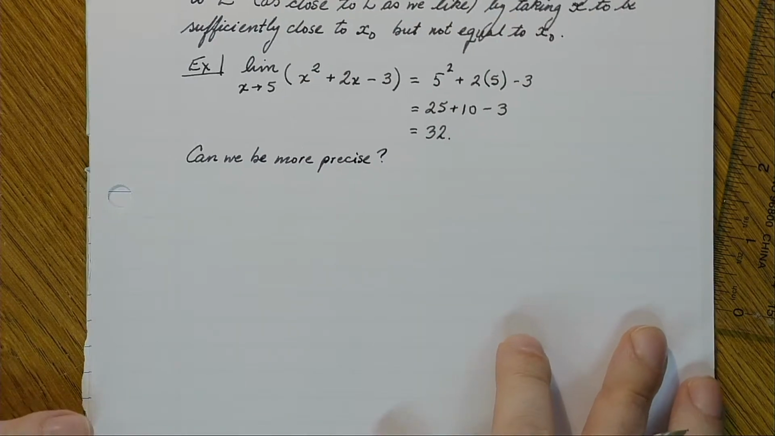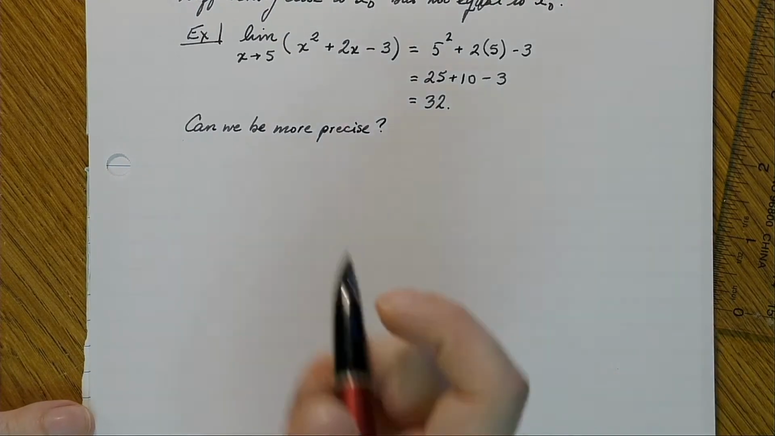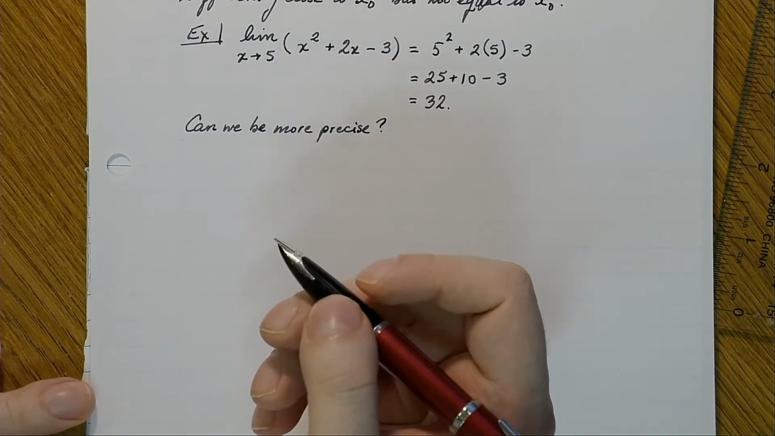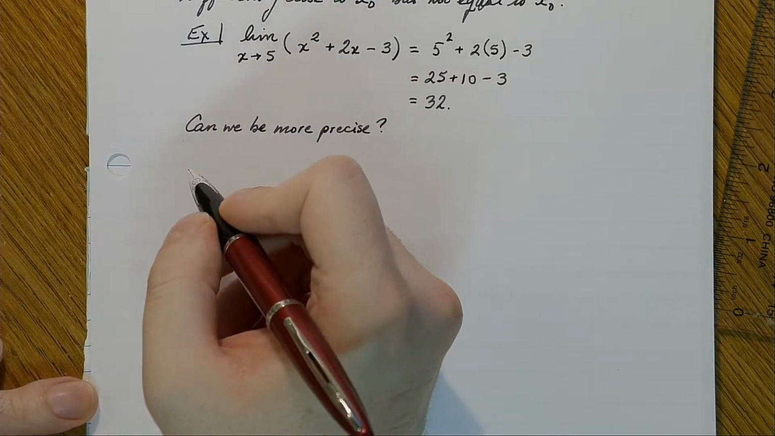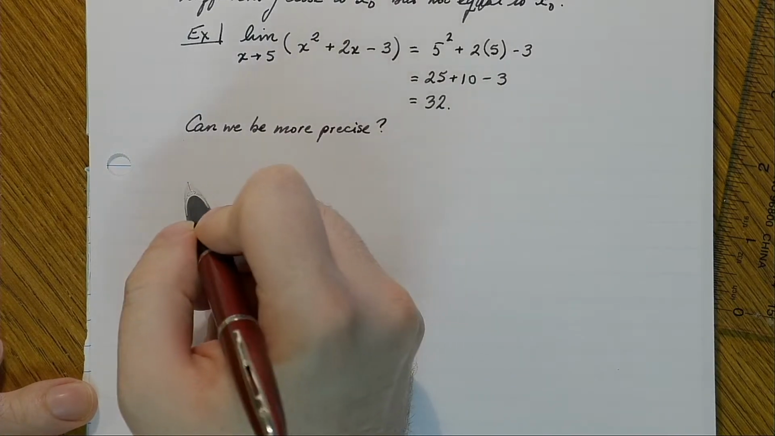Can we come up with some rules? And the answer to that is, of course. So we have some basic properties of limits.